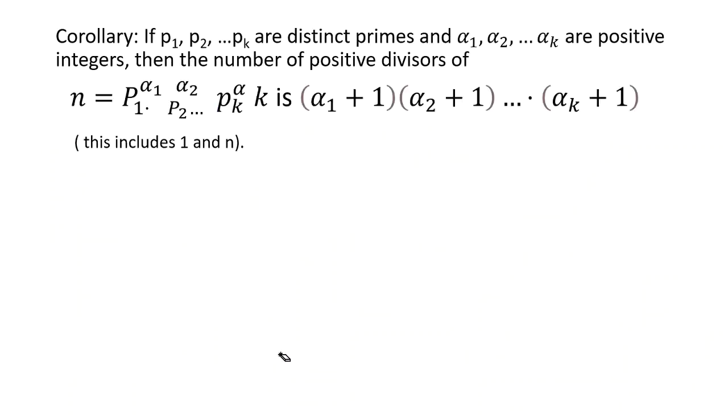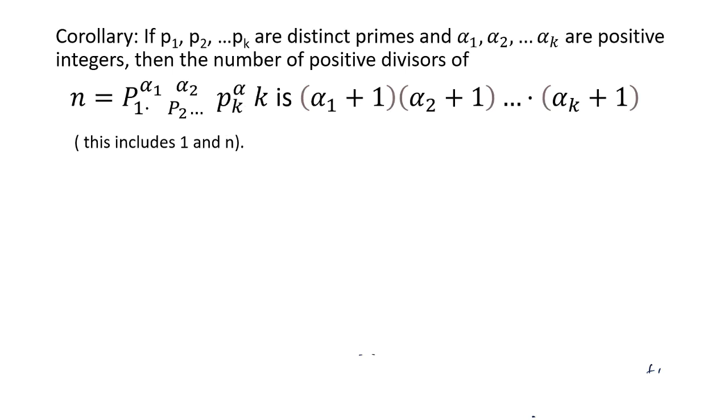We have an application of the previous theorem or previous corollary. The application is like this. If P1, P2 up to Pk are distinct primes and alpha 1, alpha 2 up to alpha k are positive integers, then the number of divisors of n, where n is equal to P1 raised to alpha 1 times P2 raised to alpha 2 so on up to Pk raised to alpha k, is (alpha 1 plus 1) times (alpha 2 plus 1) so on up to (alpha k plus 1), which includes 1 and itself.